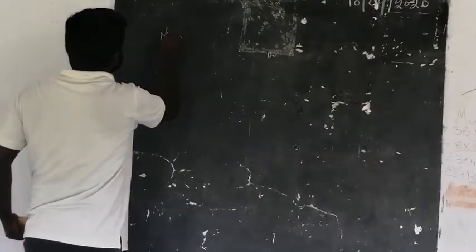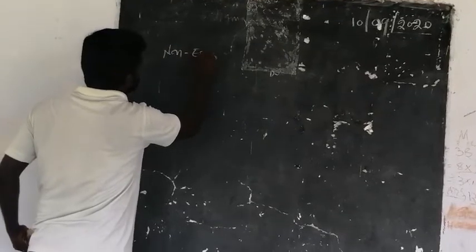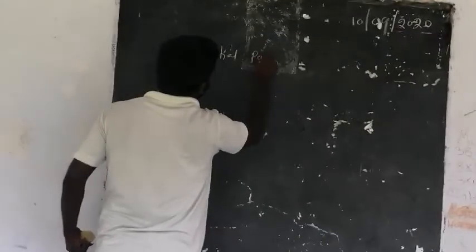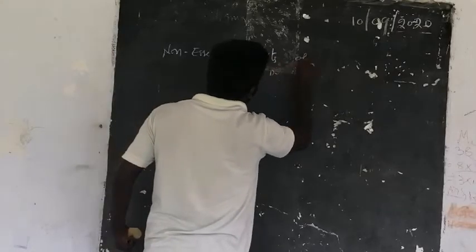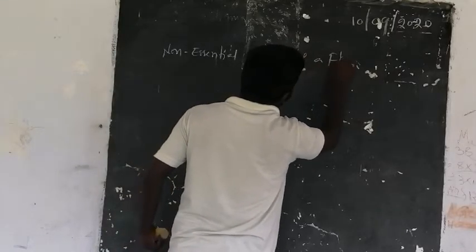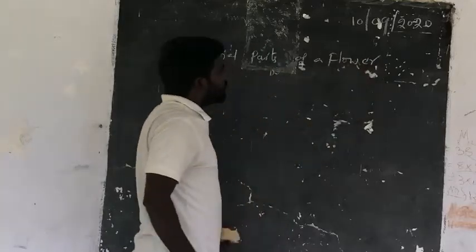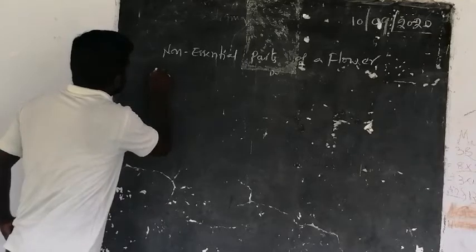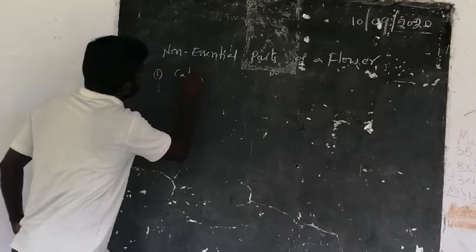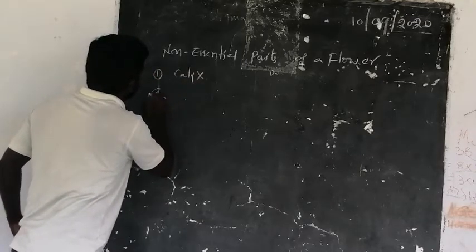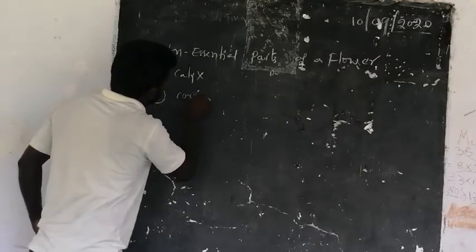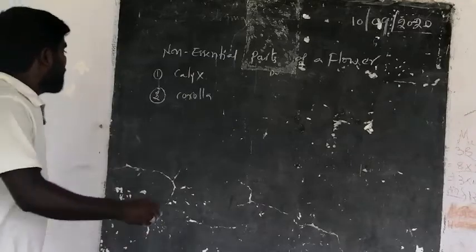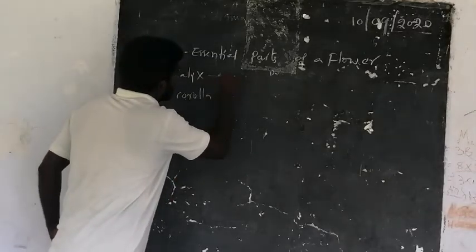Non-essential parts. Non-essential parts of a flower. And what are the non-essential parts of the flower? Number one, calyx, and number two, corolla. Calyx and the corolla. And what are the things that are present in the calyx?